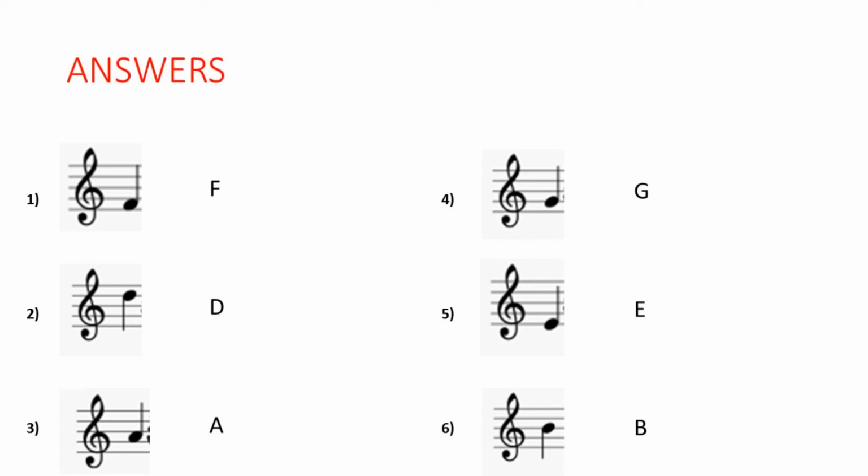So here are the answers. Number 1 was an F going through that bottom space. Number 2, D. 3, A. 4, G. 5, E. And 6 was a B. Well done if you got all of those correct.